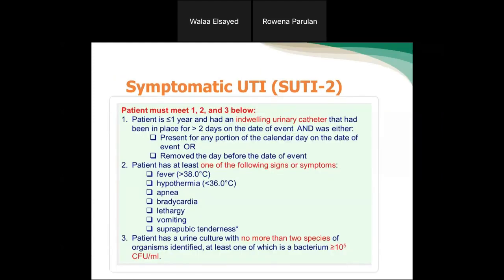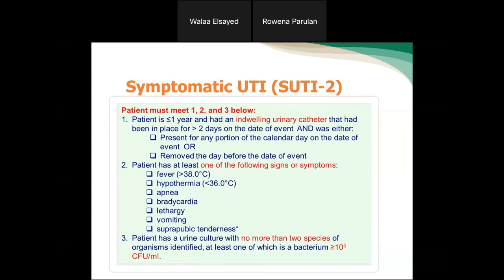What is SUTI 2? Broadly, what is the difference between SUTI 1 and SUTI 2? These are the ages. In SUTI 1, the patients are more than 1 year old, and in SUTI 2, the patients are less than 1 year old, with some different symptoms.